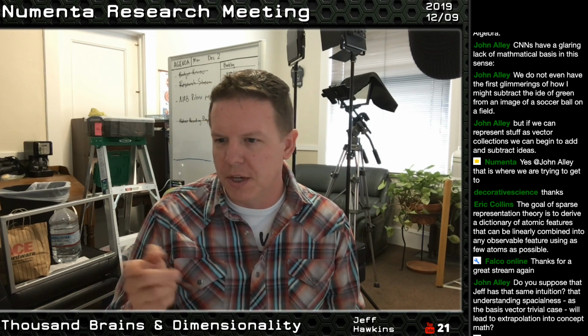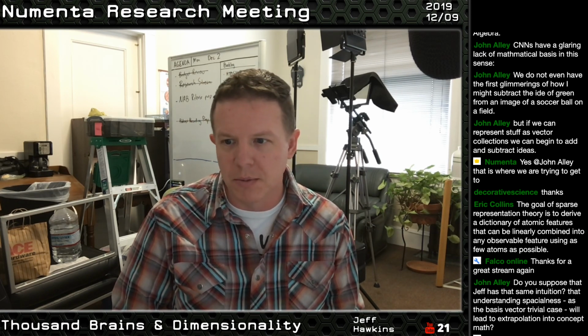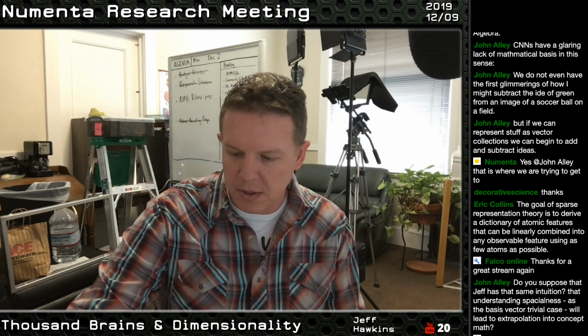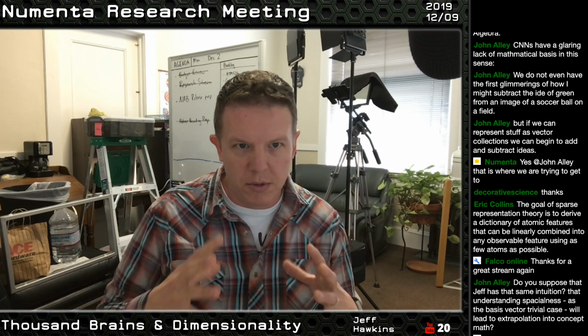John was asking, do you think Jeff has the same intuition that understanding spatialness as a basis vector trivial cases will lead to extrapolation to concept math? Absolutely, he has an intuition. We've talked about it many times. That is the idea. That's where we're trying to get to, understanding thoughts as things that can be computed and compared and et cetera internally within an agent system.